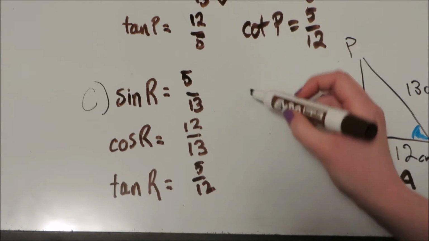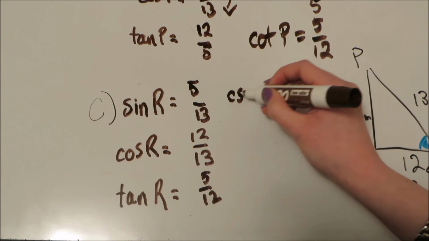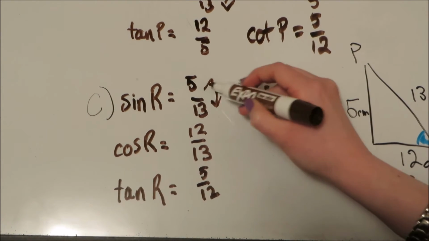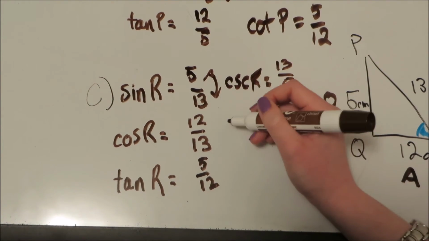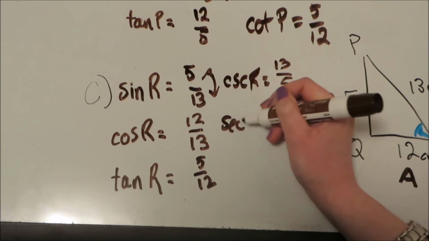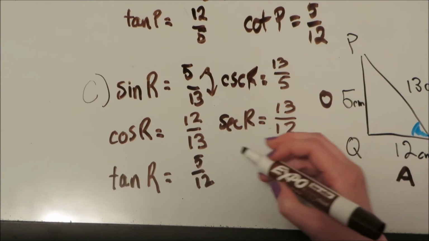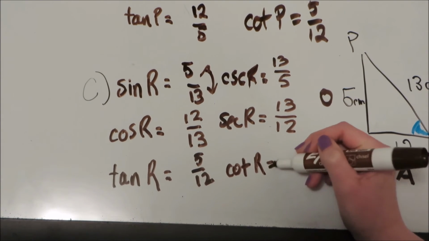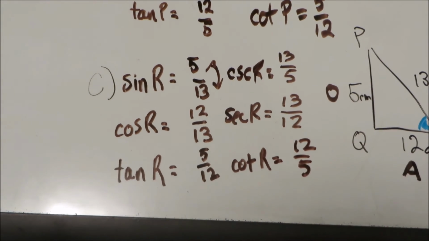And then, same as above, you just take the reciprocal. So you're going to have cosecant of R is just equal to the inverse, so that's 13 over 5. You're going to have secant of R, which is equal to 13 over 12. And you're going to have cotangent of R, which is equal to 12 over 5. And that's all.